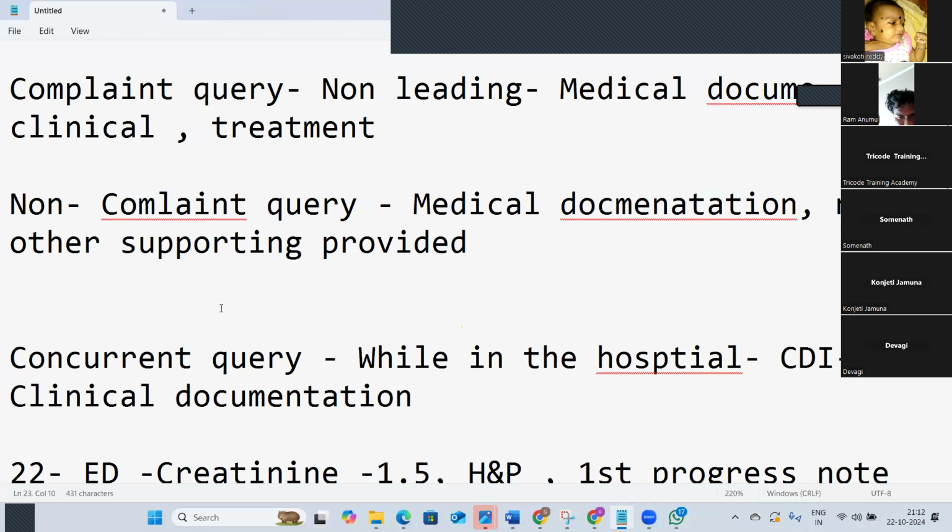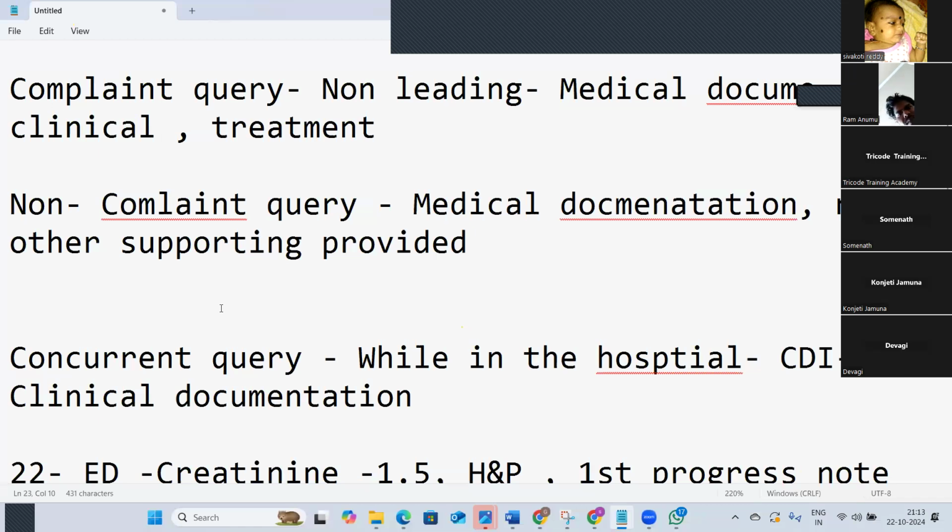Any other questions? Hello, sir. I'm asking, those compliant queries and non-compliant queries, can those also be retrospective queries? If the query is raised by medical coders, then it should be a retrospective query, right? Yes, it's retrospective. Obviously, after discharge, you are raising the query. It's retrospective. And these are not concurrent queries, right? No. Yes. Okay.